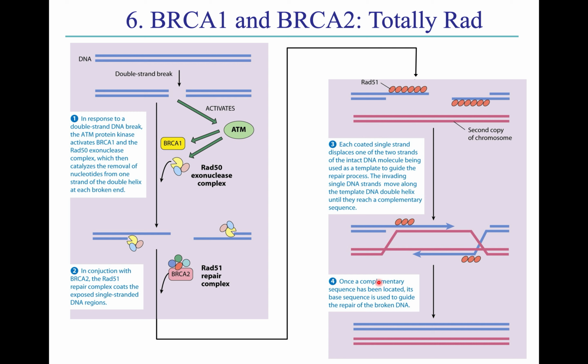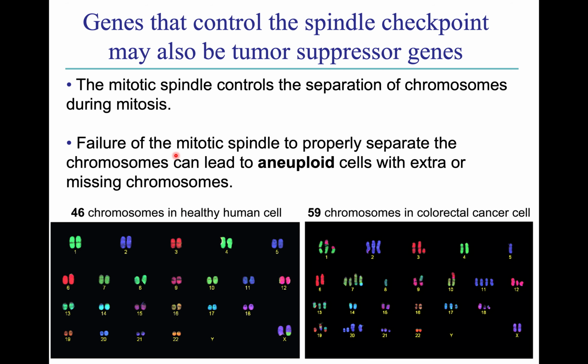So again, if we have these mutations in BRCA1 and/or BRCA2, we're not going to be able to effectively repair our double-strand breaks anymore because those complexes are not going to be fully active. And while we're on this idea of caretaker genes, I also wanted to mention the spindle checkpoint, because this is a very common phenomenon in cancer cells.